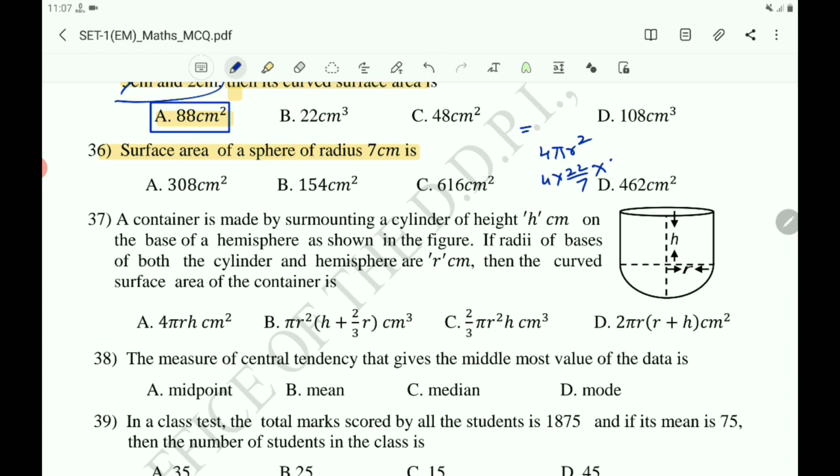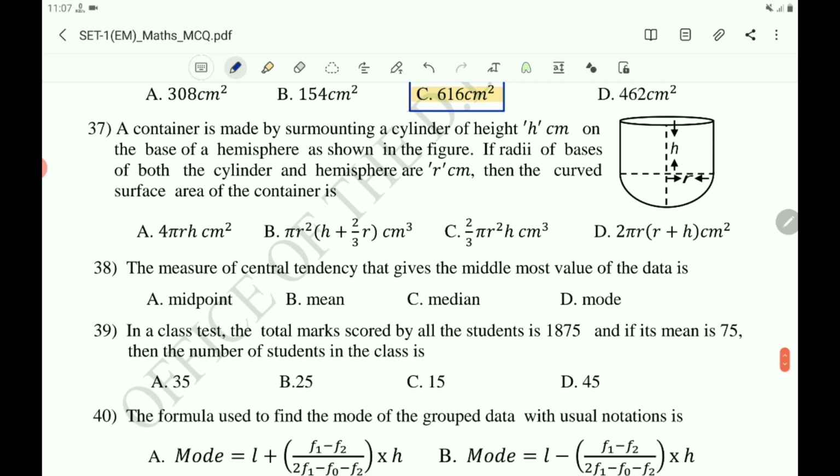Then r square. R square means 7 times 7 you put. So it cancels. Then 4 22s are 88 into 7. 8 7s are 56, 8 7s are 56 plus 5, 61. So you got the answer 616 cm square. What is the answer here? 616 cm square. Then you take the question number 37.